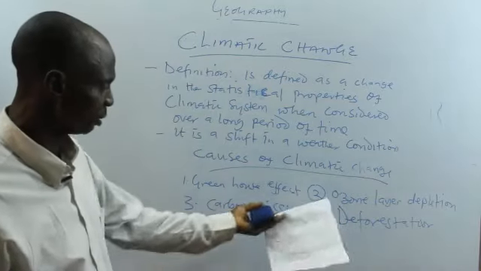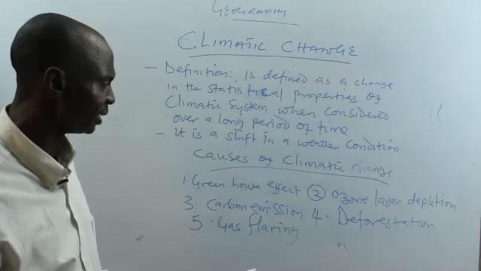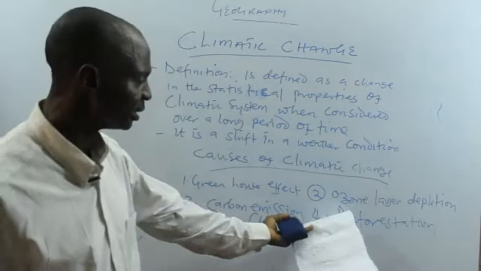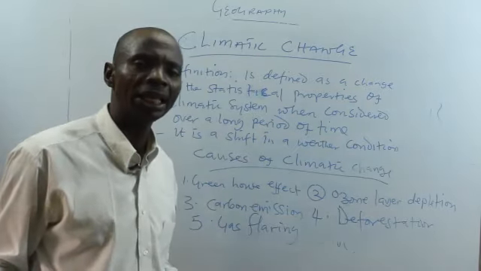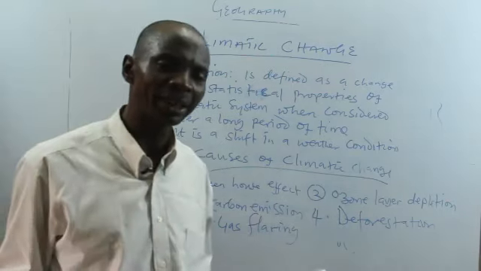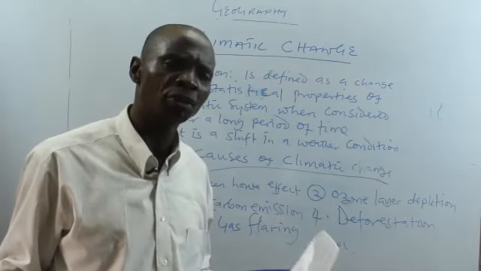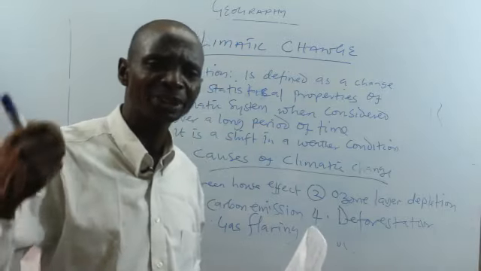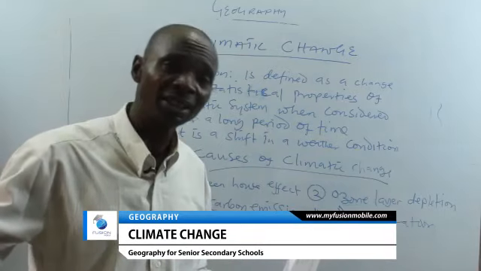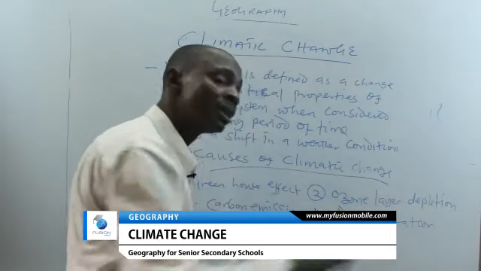When we were discussing the environment in SS1, I did say that your action, my action, can affect the ozone layer. The ozone layer is like an umbrella. Maybe when there is rainfall, you enter the rain with your umbrella. What is the function of the umbrella? The umbrella is to protect you from direct contact with either the rain or the sun. That is what the ozone layer does.